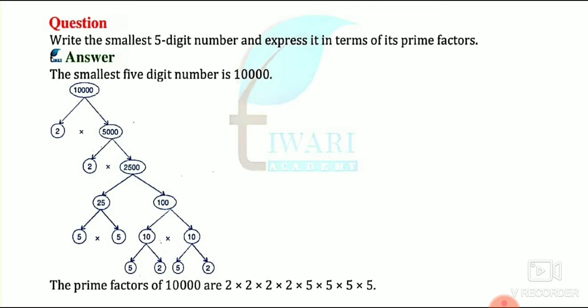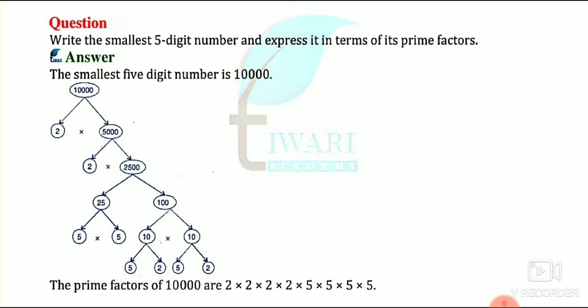Next, 2,500 can be written as 25 into 100. 25 into 100 is equal to 2,500. Then 25 can be written as 5 into 5. 5 fives are 25. Then 100 can be written as 10 into 10. 10 into 10 is 100.